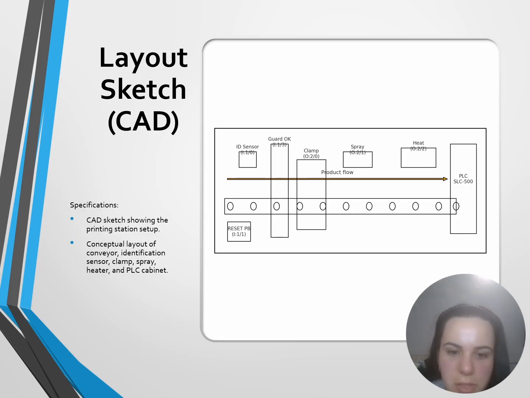Here you're going to see the reset button, the ID sensor, the guard, the clamp, the process where it sprays and it heats, and the PLC. The CAD shows the entire printing station. It's a conceptual layout of the conveyor, identifying the sensor, the clamp, the heater, and the PLC cabinet.